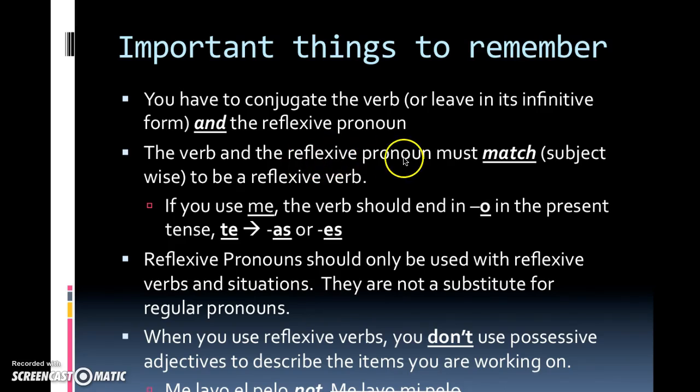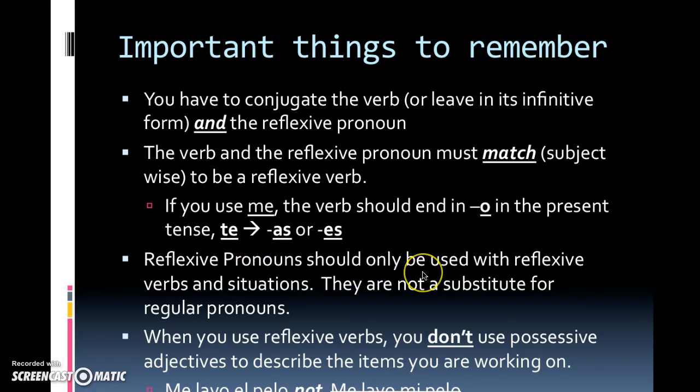The verb and the reflexive pronoun must match for it to be a reflexive verb. So you have to know that if you use me, then the verb should end in o in the present tense. If you use te, it should end in as or es. If you use nos, it should end in amos or emos or imos. So that's kind of like a double check that I always do. It's a nice little double check that I can just look at both sides of the verb and make sure that they both match. Is the reflexive pronoun from the same box as the ending of the verb?